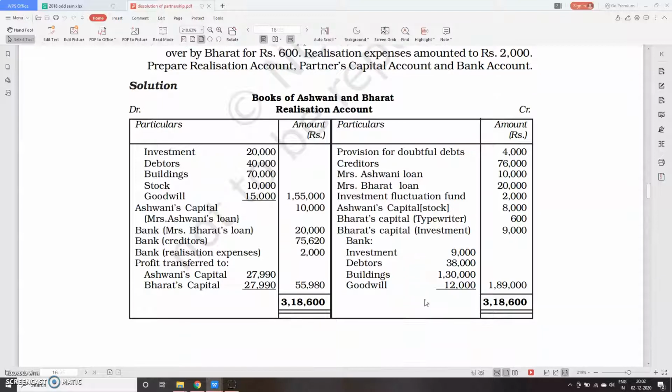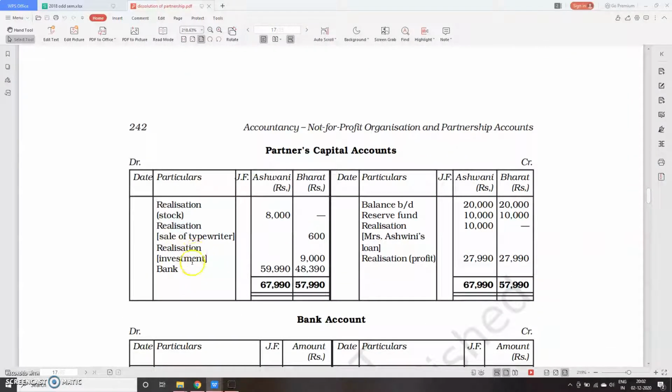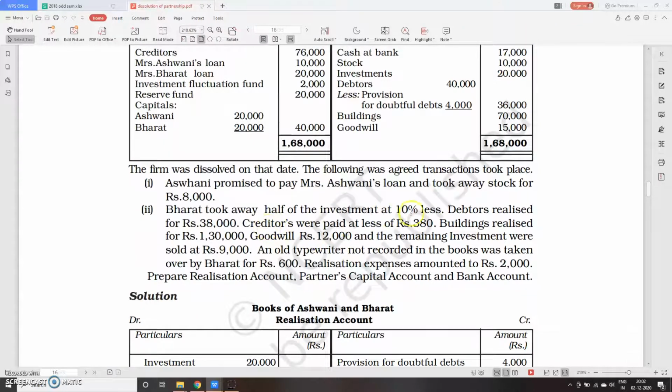Now this Bharat's capital account will also be debited with 9,000. You'll see here, realization account investment in the Bharat's capital column 9,000 is here. Okay, so Bharat's investment is taken care.